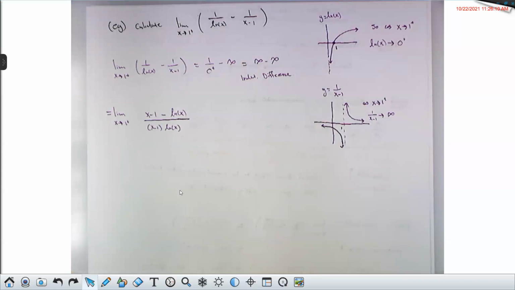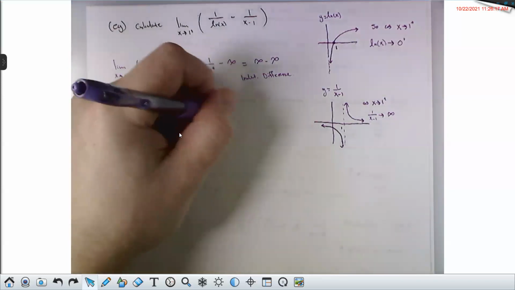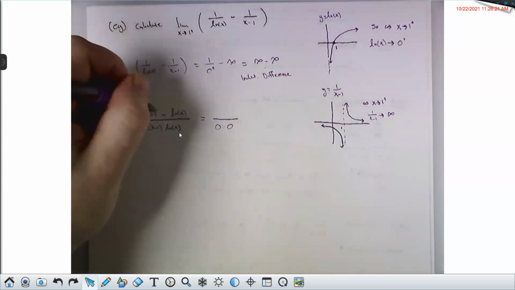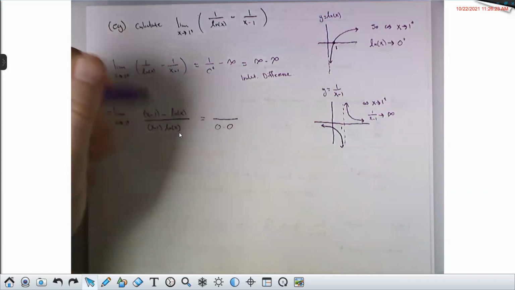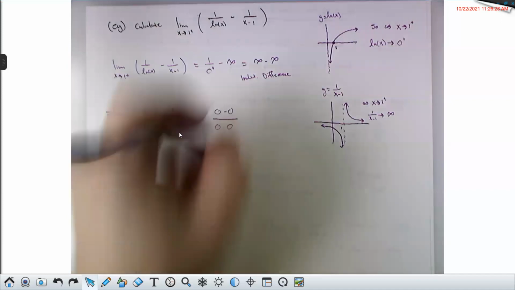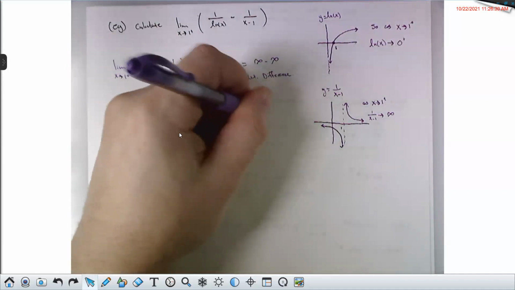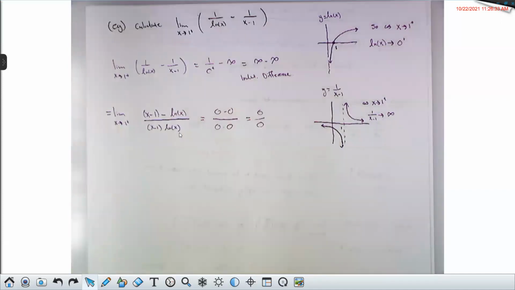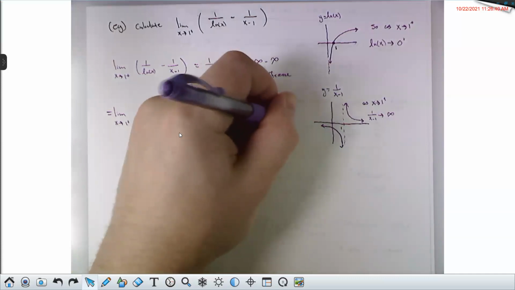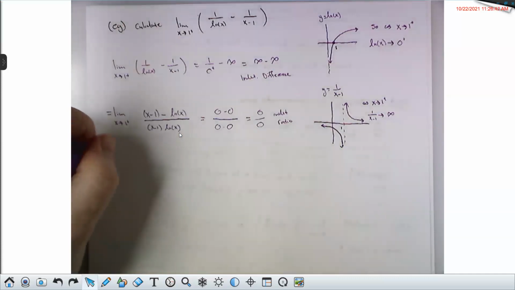And now as x goes to 1 from the right, this is going to 0 and this is going to 0. So the bottom is like 0 times 0. And the top, if I think about it like this, this is going to 0 and this is going to 0. So the top is like 0 minus 0. And both of those, 0 minus 0 and 0 times 0, are equal to 0. Nothing indeterminate about the numerator or denominator on its own, but the whole thing is now an indeterminate ratio. So now I can use L'Hopital's rule.